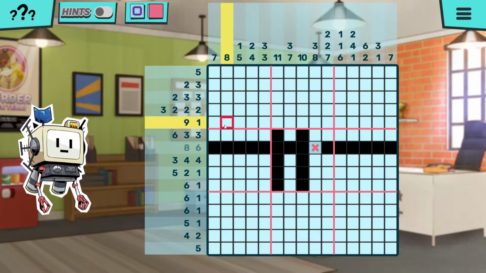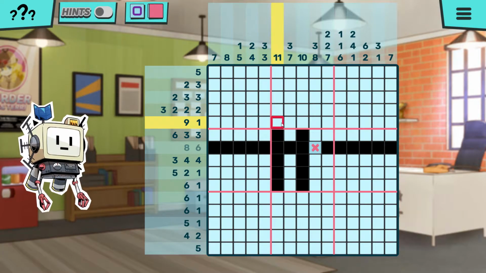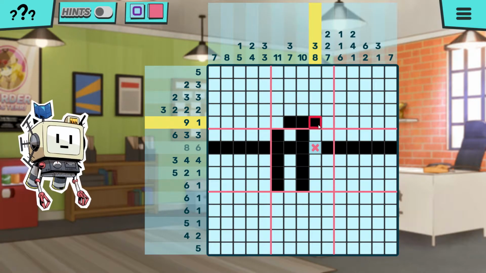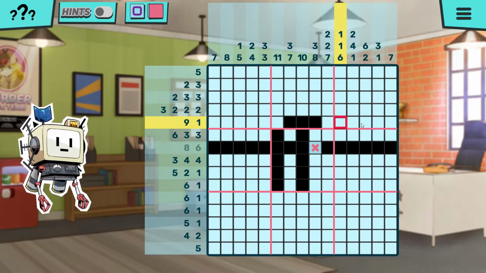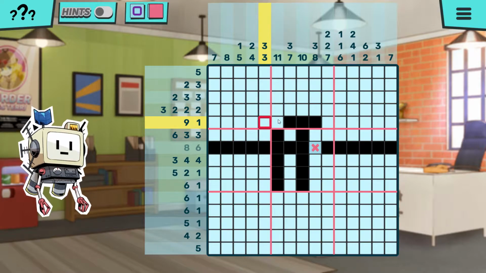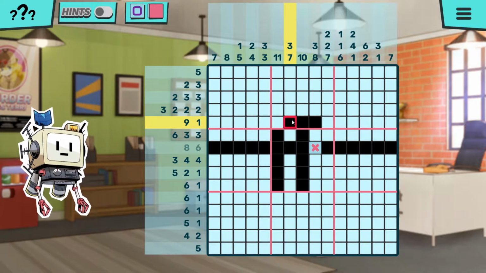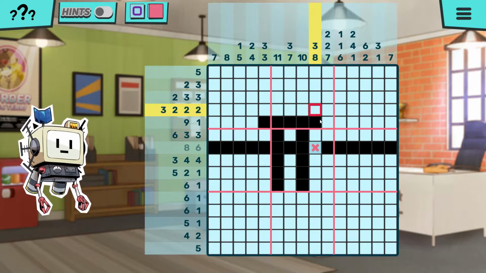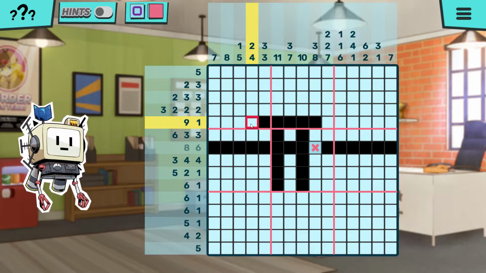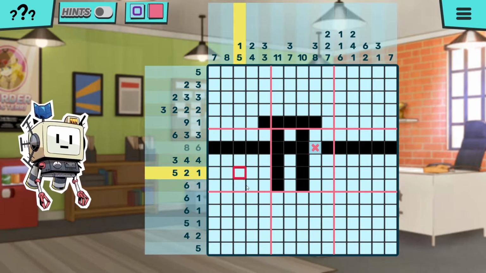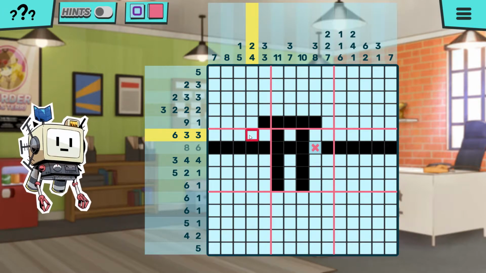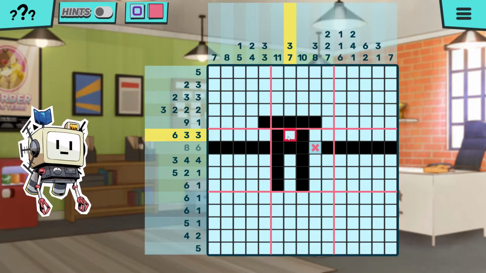A 9 means there needs to be 6 spaces on either side, so these 3 need to be filled out at least, if we want to get a 9 in there. The thing is, we've got a 1 over here as well, so even if we go 1 blank here, 1, 2, 3, 4, 5, 6, 7, 8, 9, these need to be filled out too. Okay. From then on, 1, 2, 3, 4, 5, 6.